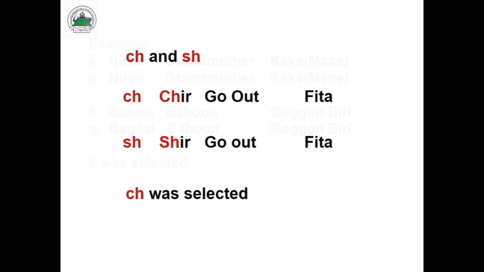We also have another pair that sounds similar, which is the consonant ch and the consonant sh. For the first consonant ch, we have an example chir, which means go out or fita in Hausa. And sometimes people pronounce it as shir. Shir, which means the same, go out or fita in Hausa. So for uniformity, the one that we often use is this ch. So this ch was selected. Anywhere you speak and you hear a sound like sh, when you are writing or reading, you'll see ch as our consonant.